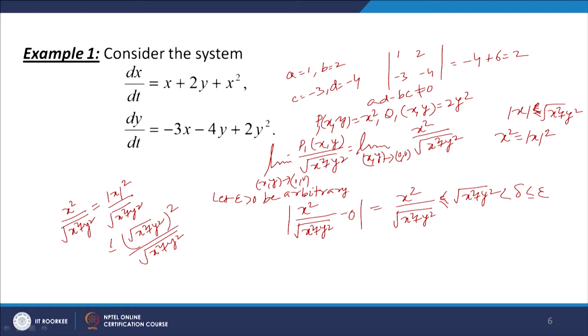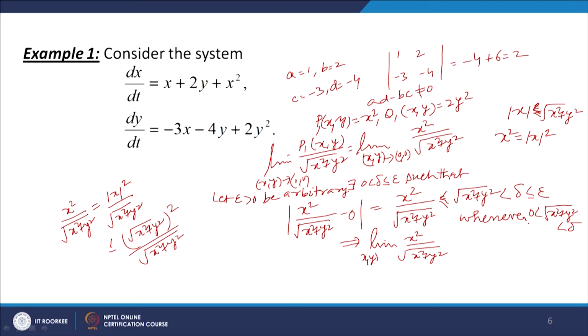So, what we do is let epsilon be greater than 0, then mod of x square upon under root x square plus y square minus 0 can be made less than epsilon whenever 0 is less than under root x square plus y square less than delta, and delta is to be chosen less than or equal to epsilon. So, there exists 0 less than delta less than or equal to epsilon such that mod of this is less than epsilon. So, this implies that the limit of x square upon under root x square plus y square as (x, y) tends to (0, 0) is equal to 0.